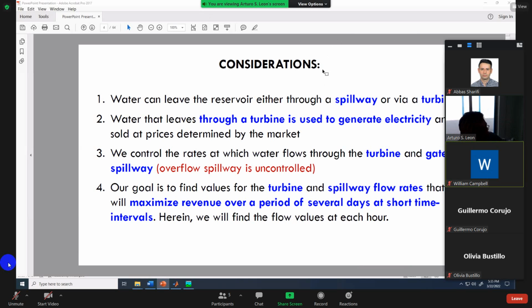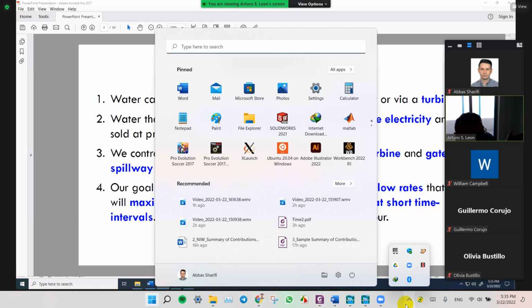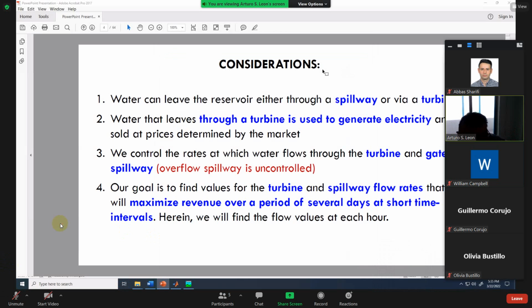So we can control the flow rate through the turbine and the gated spillway, right? We can control that, as I mentioned before. The overflow spillway, which means the flow that passes above the spillway, we cannot control. That's called emergency spillway or emergency overflow.